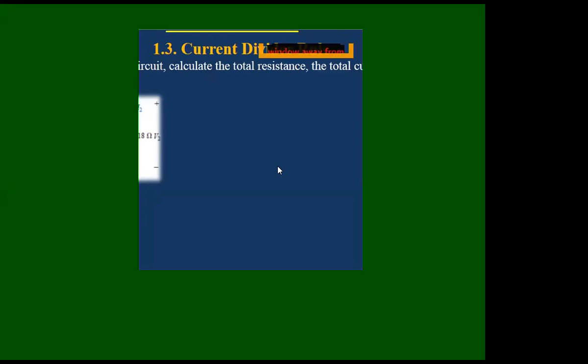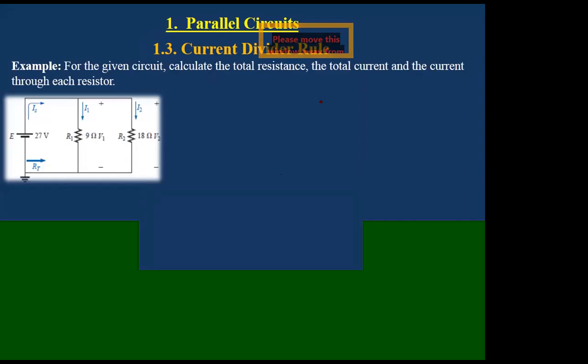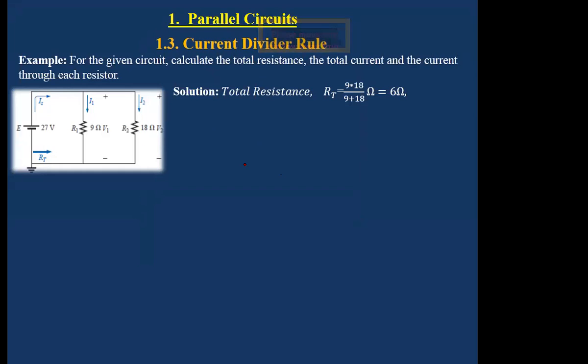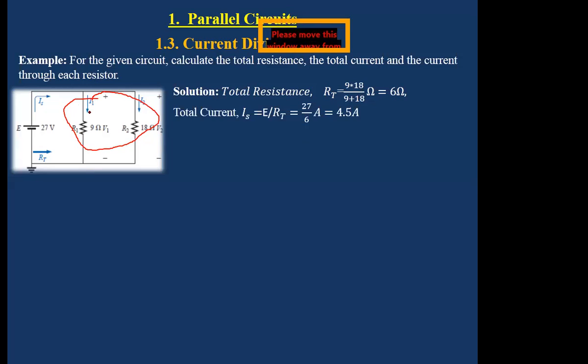So how do we do that? There are many ways, but I'll show you one of the ways which you can use. So first, the total resistance of this network is required so that we can use V equals IR, Ohm's law, to calculate the total current. And so that's product over sum, 9 times 18 over 9 plus 18, and you get your 6 ohms. Then the total current, IS, will now be equal to the supply voltage divided by the total resistance, RT, and you get your 4.5 amps.